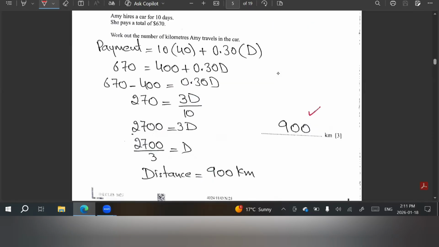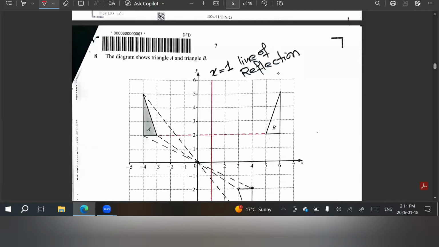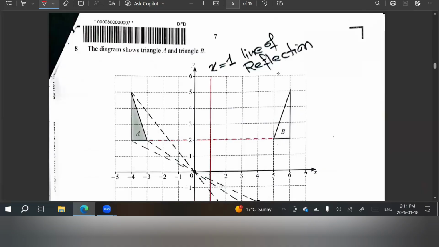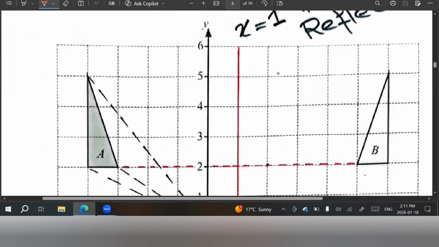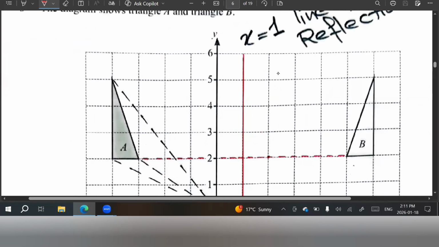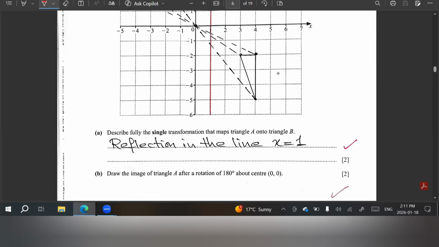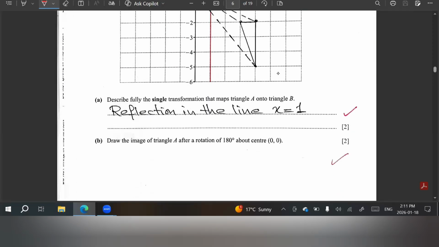I can show you, I have done this. Let me increase the size so you can see clearly. Here I join these 2 points, then I draw the perpendicular bisector. This red line you can see, its equation is x equals 1. So this is the line of reflection, and this is how you will write it. On your screen you can see reflection in the line x equals 1.